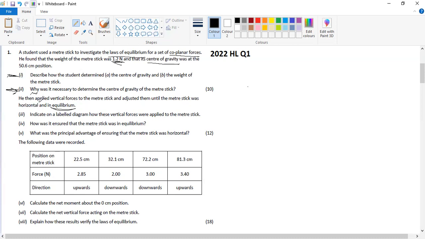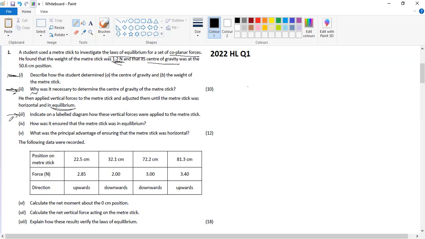Okay, so he did these extra steps, and we're going to have some more questions on that. Indicate on a label diagram how these vertical forces were applied to the meter stick. This is your diagram from your experiment that you might have learned off or practiced coming up to the exam. So this is just your diagram for your experiment.